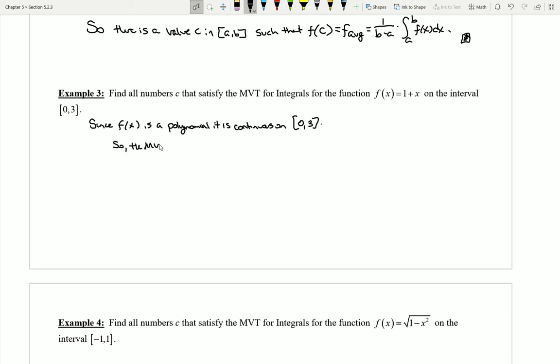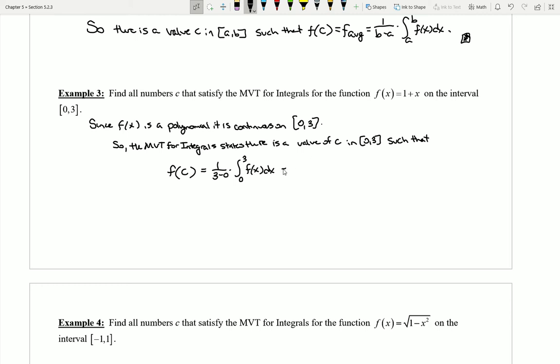So the mean value theorem for integrals states that there is a value of c in between 0 and 3, or possibly 0 or 3 themselves, such that f of c is equal to 1 over 3 minus 0 times the integral from 0 to 3 of my function f of x. That is my average value. And notice again that I'm just going to state this value as 5/2, or 2.5, since that's what we had already calculated back in example 1.